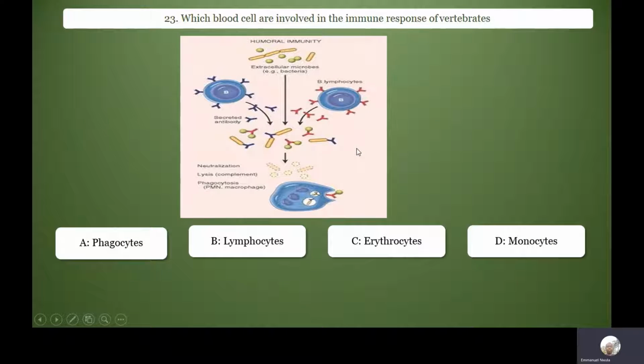Which blood cells are involved in immune response of vertebrates? Lymphocytes. Lymphocytes are involved in fighting against infections. They are released to fight against infections. They are a type of white blood cells. Okay, they produce antibodies to fight against infectious agents.